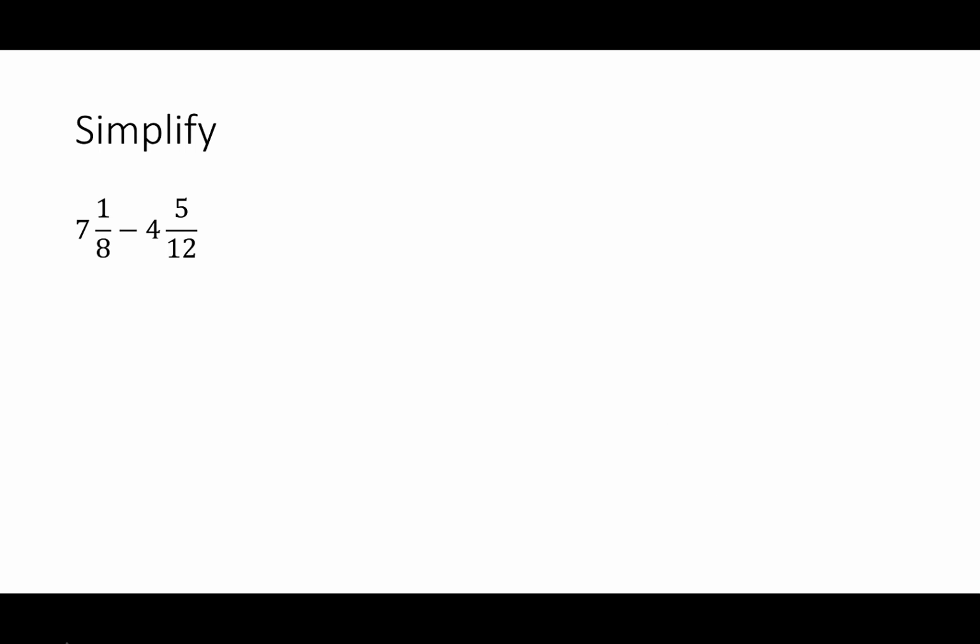We could try that with subtraction. So I have 7 1/8 minus 4 and 5 over 12. If I change these to improper fractions, 7 times 8 is 56 plus 1 over 8, minus 4 times 12 is 48 plus 5 over 12. So I have 57 over 8, and I have 53 over 12.